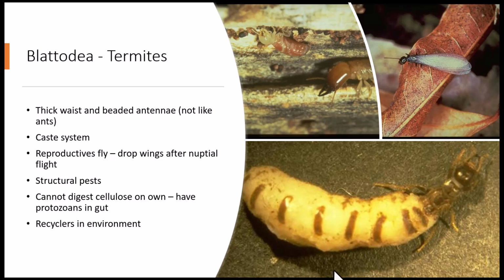One way that I remember that Blattodea are the termites and the cockroaches is that if you have a cockroach in your house or you have a termite in your house, you're not going to be happy. It's bleh. It's not a good thing. So Blattodea are the bleh cockroaches and bleh termites.